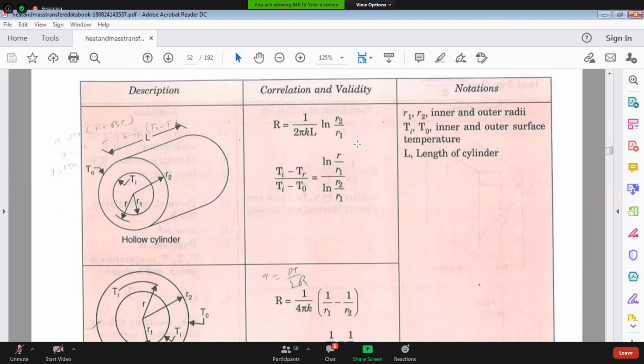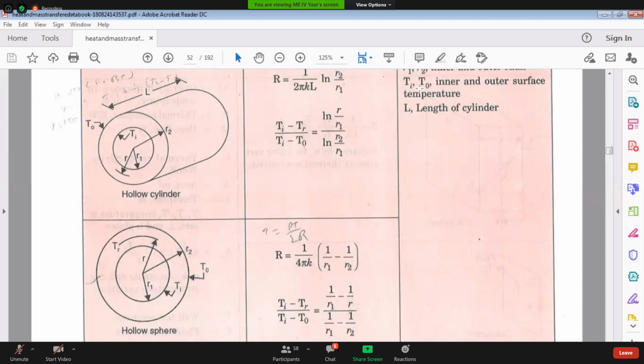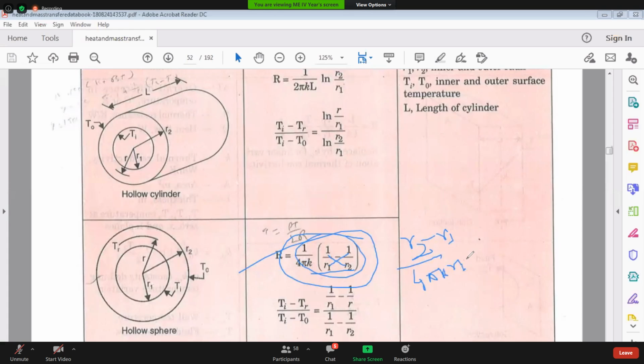This is the hint. See here. Immediately it is there, if it is a hollow sphere. R2 minus R1 divided by 4π K R1 R2. If I simplify it, then what do I get? R2 minus R1 divided by 4π K R1 R2. That is the resistance, right? And the temperature profile. If the resistances are known, you can simply find out the temperatures based on it.